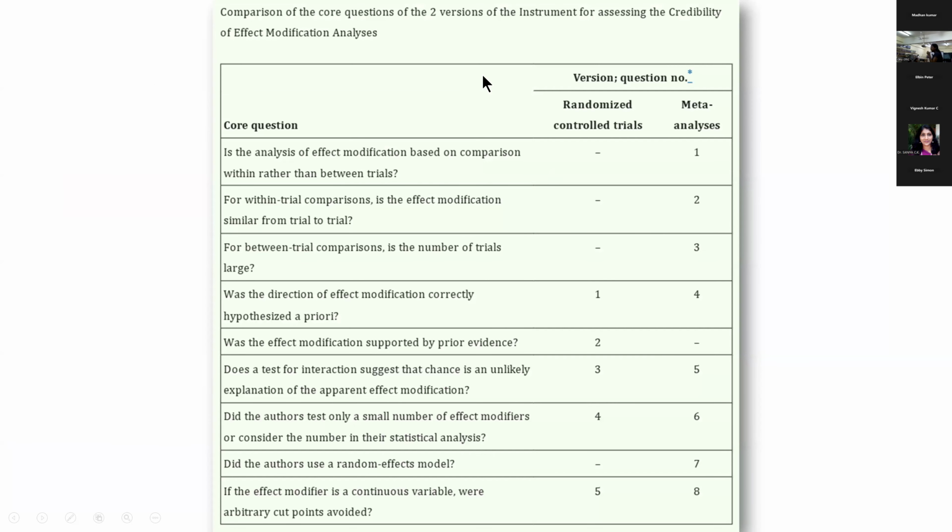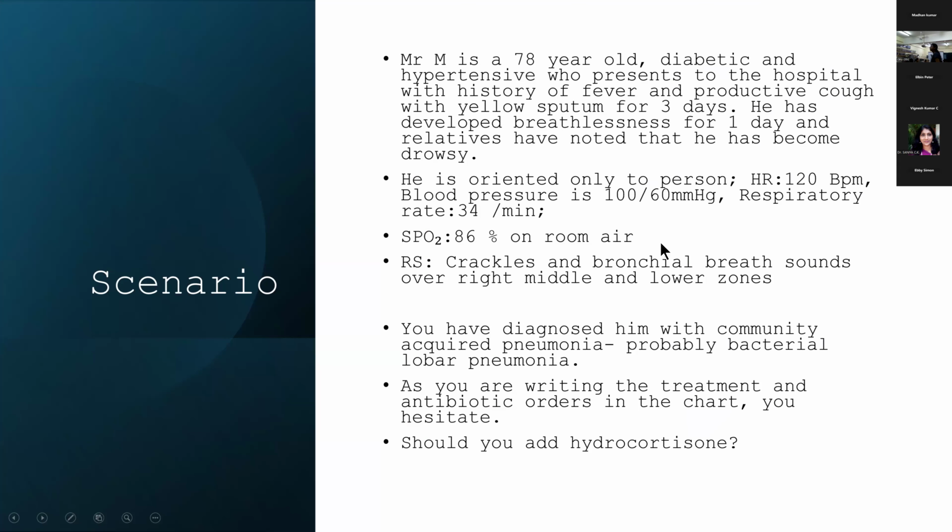If you look at it, the authors have developed this tool for two different scenarios. They have developed the tool for RCTs, and they have also developed the tool for meta-analysis. For RCTs, you have 5 questions, and for meta-analysis, you have about 8 questions. So to understand this tool and to apply it, let's go through a case scenario.